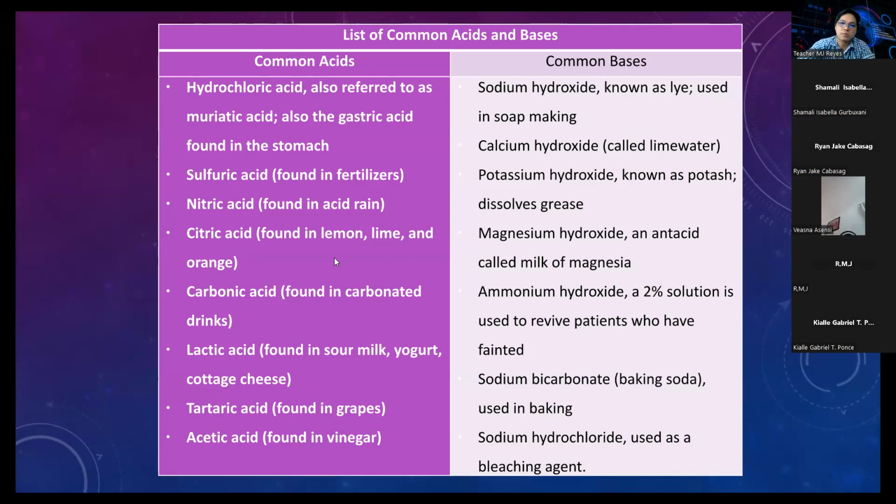We are still in common bases. Okay, the use of common bases. For sodium hydroxide, this is used as a bleaching agent. Your sodium bicarbonate is actually used as baking soda, used in baking. So these are the common acids and bases.